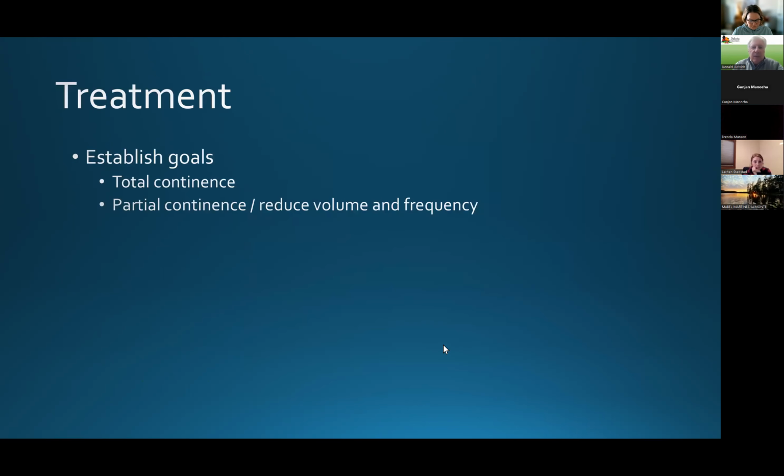In terms of treatment, it's most important to really establish the goals. Are we looking for a complete cure, or are we satisfied, from the patient's perspective, with a reduction in symptomatology? And so that's the whole point, is whether partial continence is considered a goal that we want to achieve.